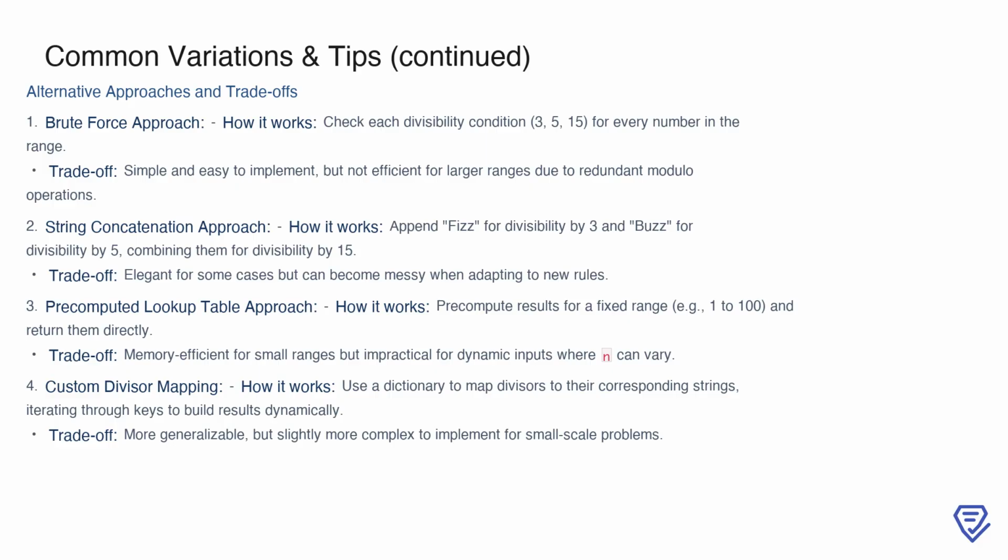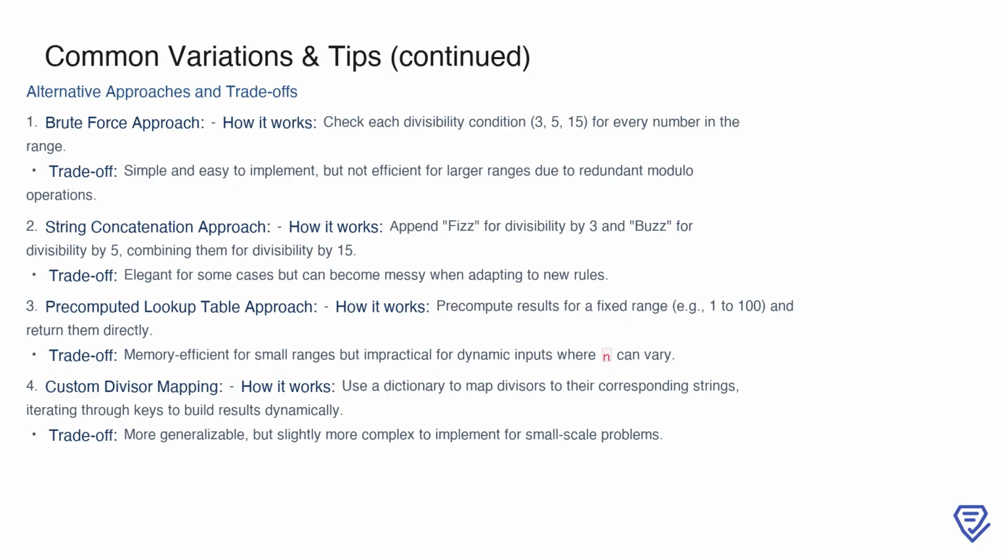Another method is the string concatenation approach, where you append Fizz for divisibility by 3 and Buzz for divisibility by 5, combining them for numbers divisible by 15. This approach can be elegant but may become cumbersome if the rules of the problem change. A more advanced option is the pre-computed lookup table approach, where results for a fixed range, like 1 to 100, are calculated in advance and returned directly. This is memory efficient for small ranges but isn't practical for dynamic inputs where n can vary.